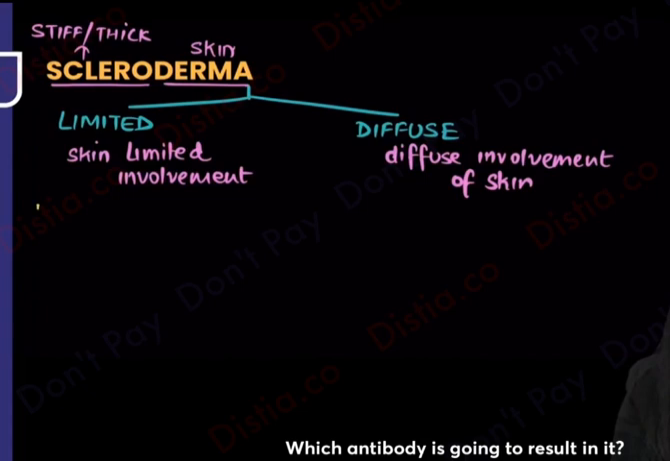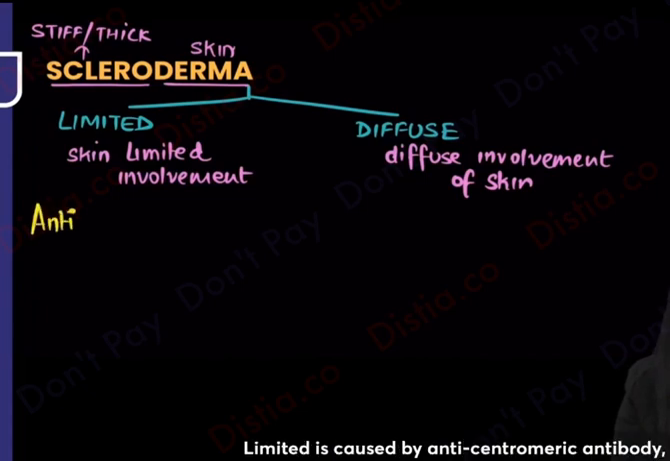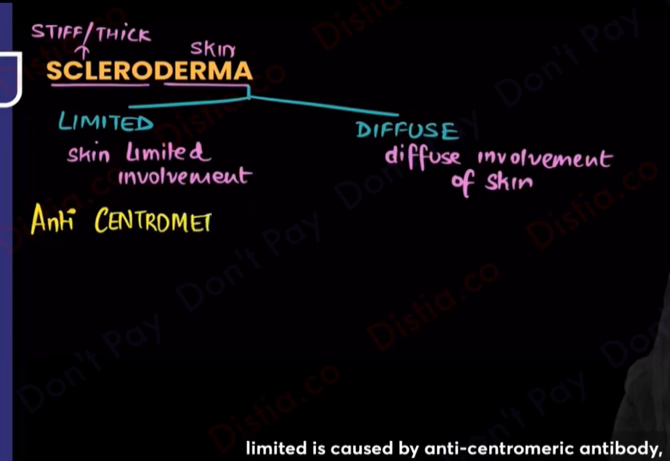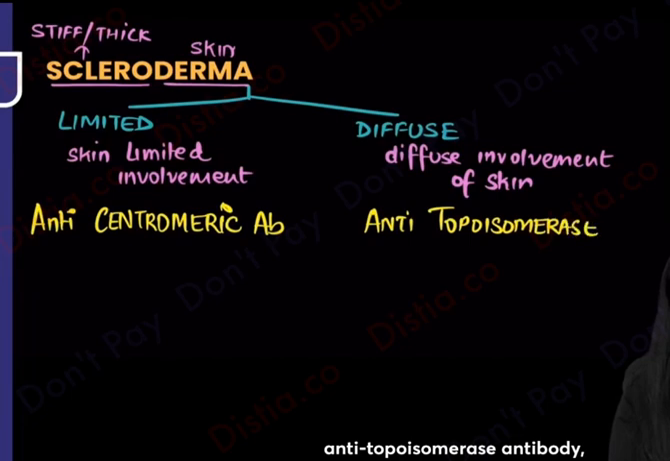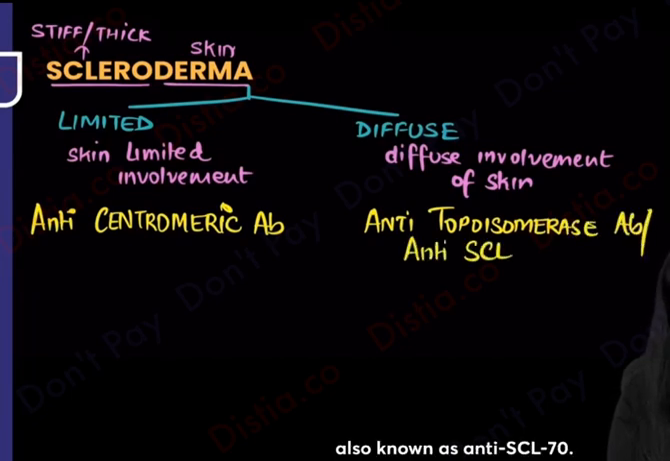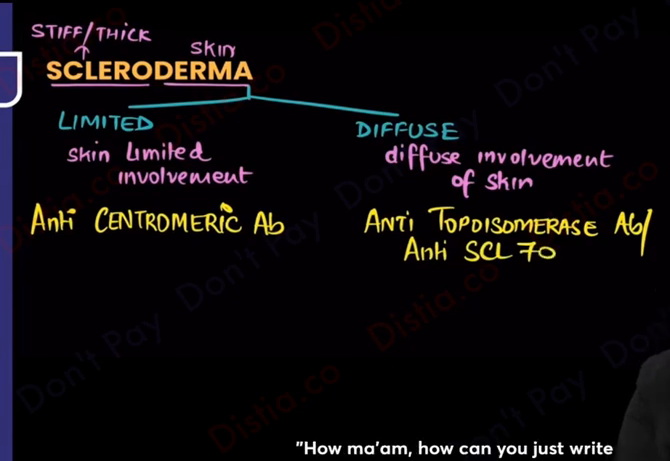Which antibody is going to result in it? Limited is caused by anti-centromeric antibody. Diffuse is caused by anti-topoisomerase antibody, also known as anti-SCL70.